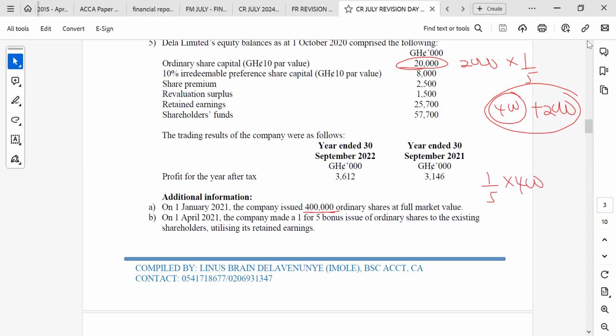What are we getting as a bonus issue? 80. That will be 80. So it means that the 400 shares will also be getting 80 bonus, isn't it? Yeah. Okay, but these shares have been there for how many months for this current year? 9. They have contributed to the profit for only 9 months. So you prorate by 9/12.